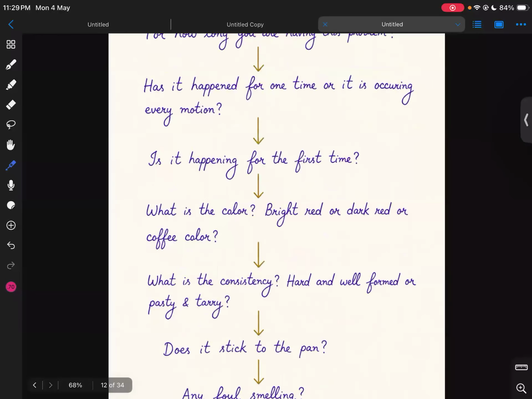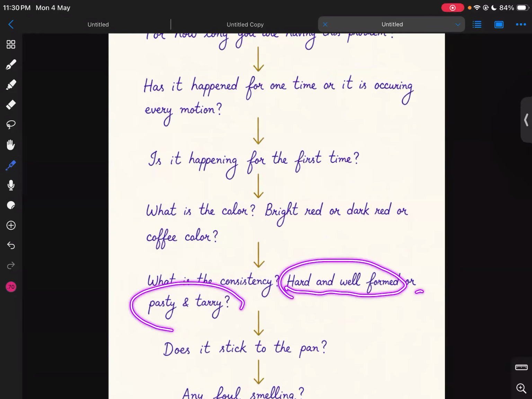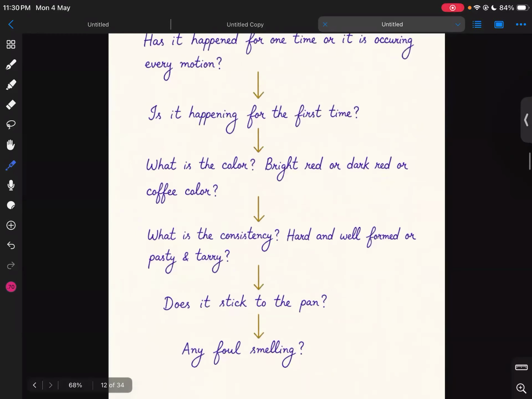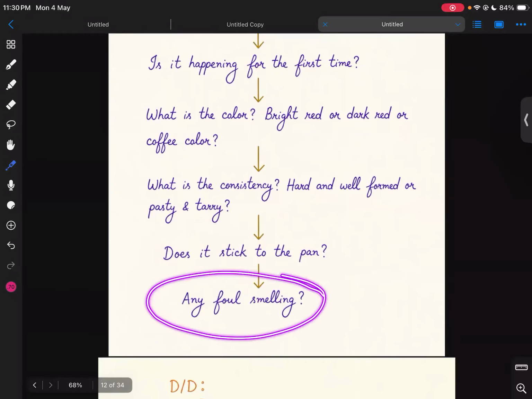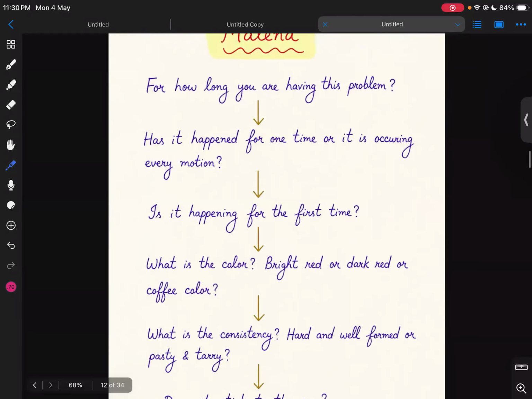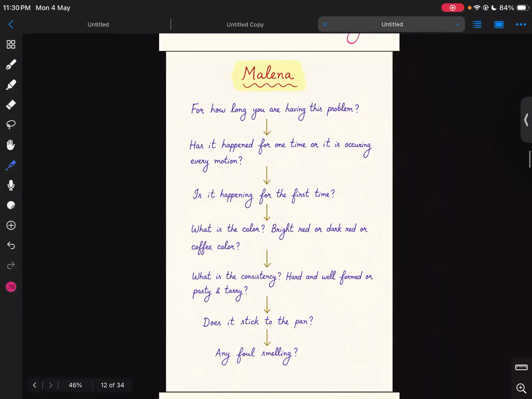Then we have to ask about the consistency to differentiate from constipation. What is the consistency? Is it hard and well formed, or pasty and tarry that has a tendency to stick to the pan? That is, does it stick to the pan? The last question is, any foul smell? So these are the initial questions for melena.